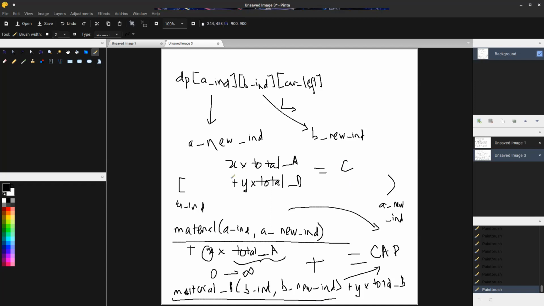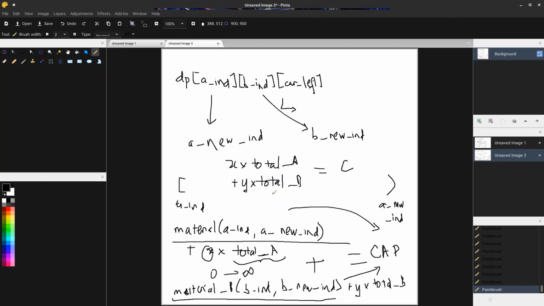So now we have a Diophantine equation, A times X plus B times Y equals C, and we need to solve for non-negative solutions of X and Y. So yeah, we can definitely do this. Cool. However, let's optimize.